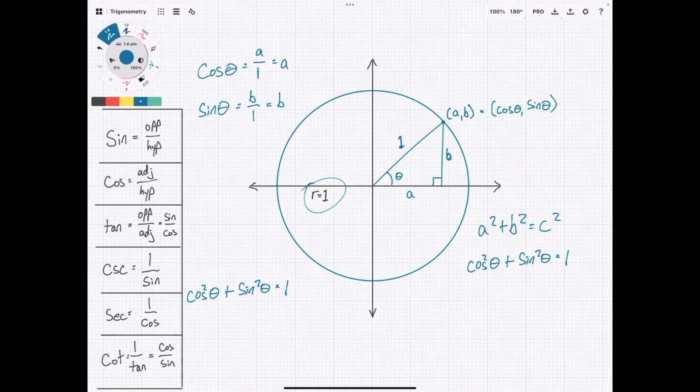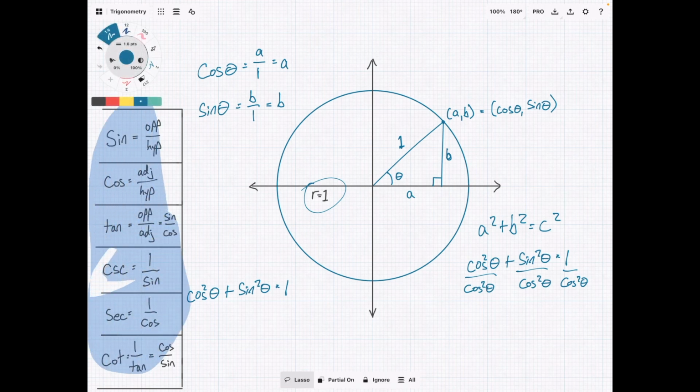Alright, next step is to divide all of the elements in this equation by cosine squared. Once we do this, we can again use our formulas on the left side over here to figure out what this becomes. So cosine squared divided by cosine squared is 1. Sine squared over cosine squared, we see that tangent is sine over cosine. So this is actually tan squared theta.